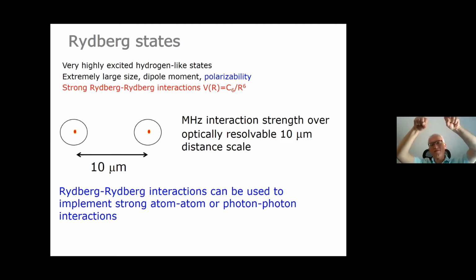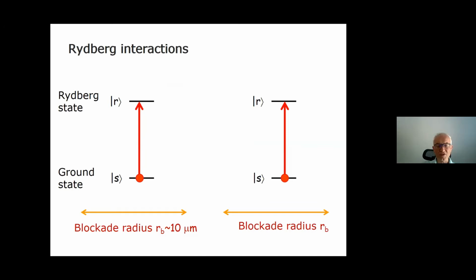But when we try to excite both atoms to the Rydberg state, then because of the Rydberg blockade, there's a strong energy shift on the order of megahertz or more, maybe tens to 100 megahertz, depending on the distance. So here's the picture. If the atoms are further apart than the blockade radius, then you can excite them with a laser beam from the ground state to the Rydberg state. In practice, I have drawn just one laser beam.